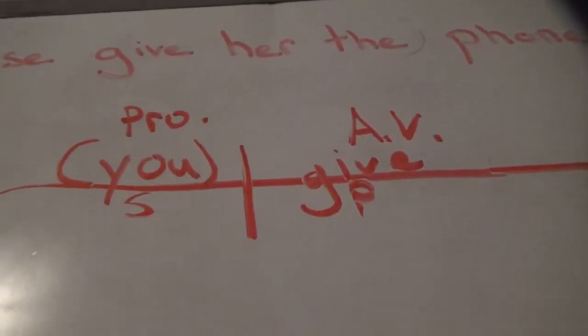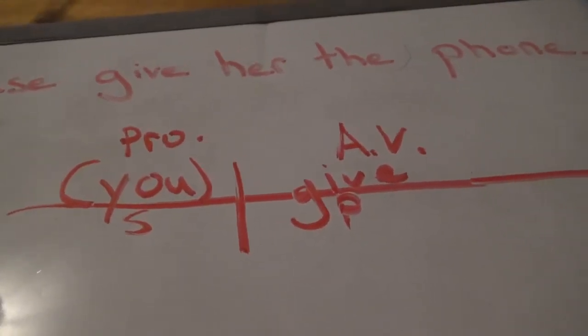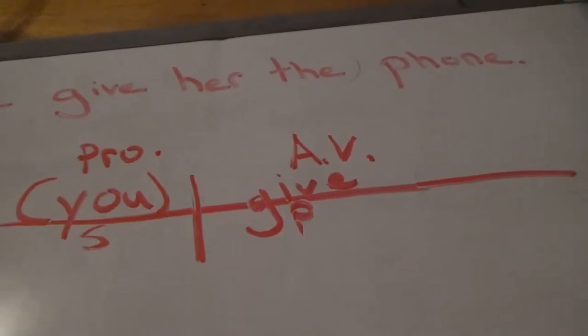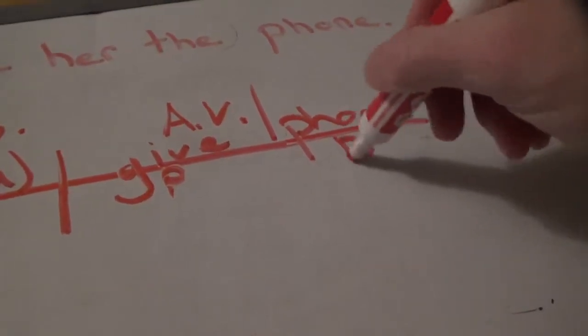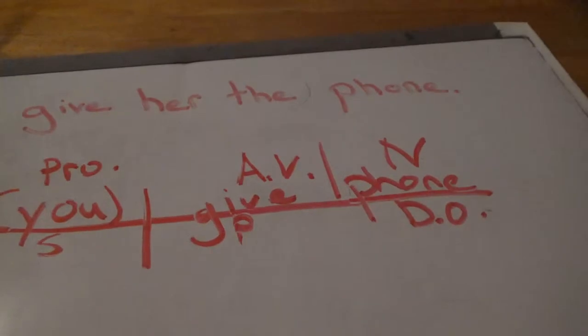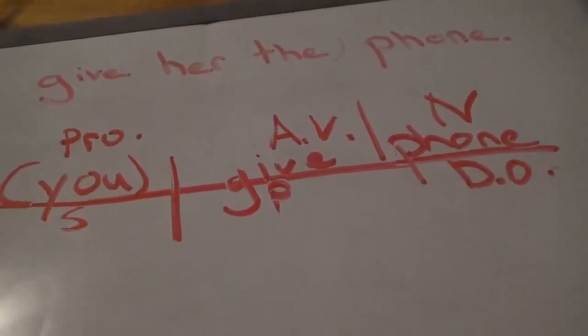Give is an action verb, so if you have an action verb, you might have a direct or indirect object. You won't always, but you might. So let's see if we have a direct object. Give what? Give phone. So phone is a direct object. It's a noun. Okay, so if we have a direct object, we can have an indirect object. Again, we won't always, but we can.